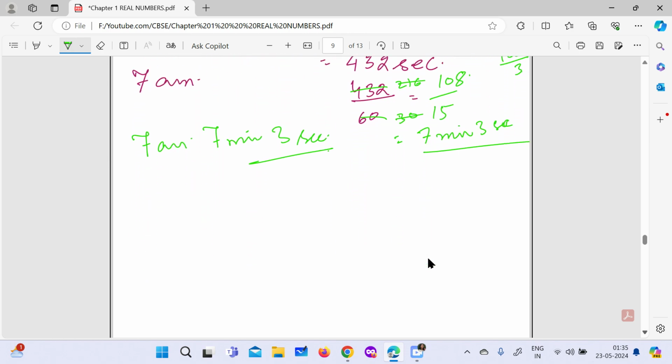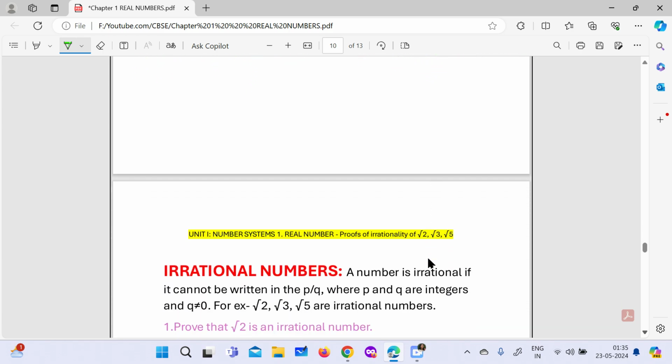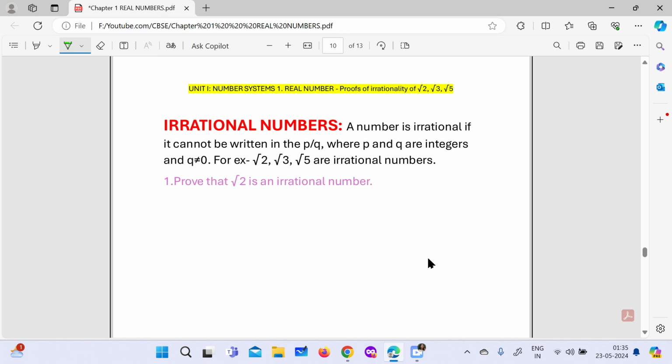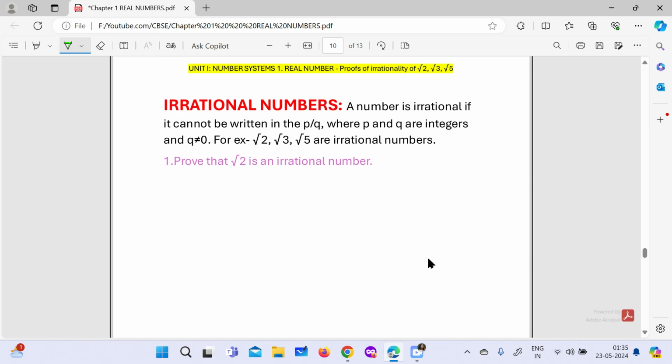Now let's go to the next one. Yeah, so we are done with one part of the real numbers. That was the fundamental theorem of arithmetic, which also included HCF and LCM and their relation between the two numbers. Now, the second part of your chapter is irrational numbers.